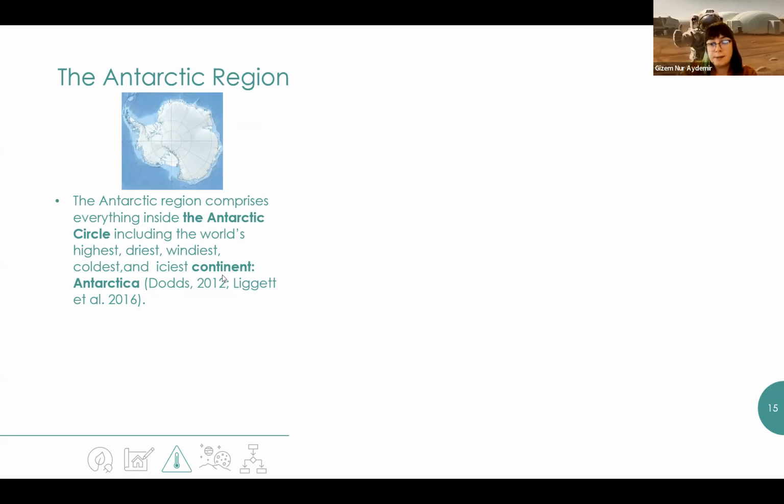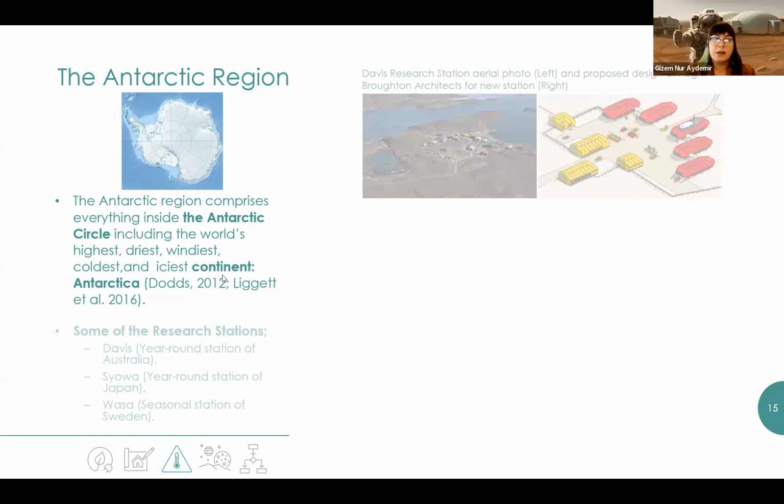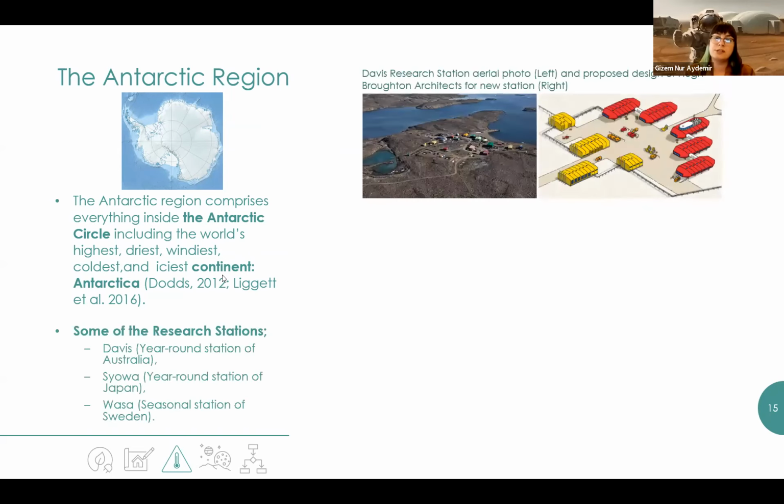The first inhabitants of the continent built several huts. After a while, research stations were constructed. One of them is Davis Station, which consists of 37 buildings. These buildings have been in service since 1957 and had difficulty meeting today's needs, as you can guess.